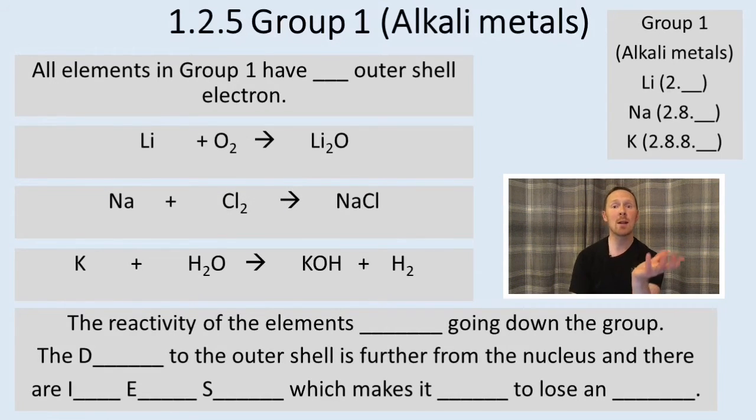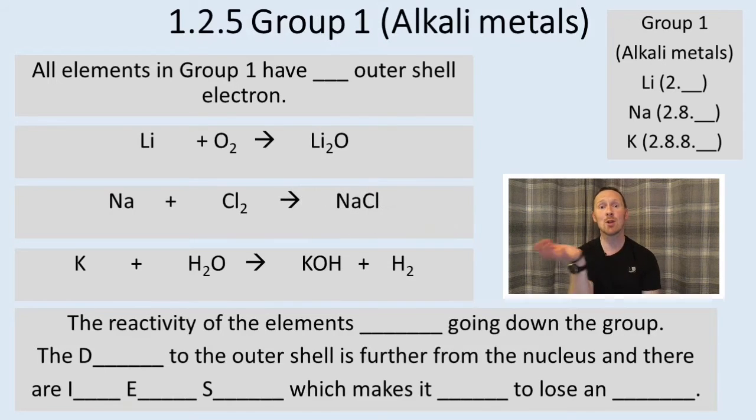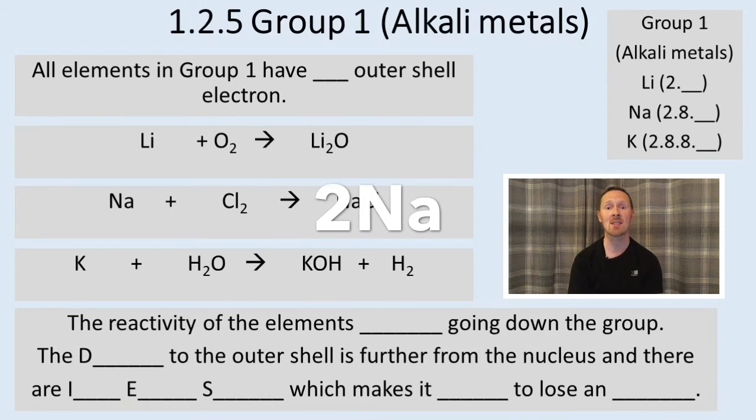Now we've got 2 atoms of chlorine on the left hand side but only 1 on the right hand side. So we're going to have to put a big 2 in front of the NaCl. Now we've got 2 atoms of sodium on the right hand side, so I'm going to need to put a 2 in front of sodium at the left hand side.